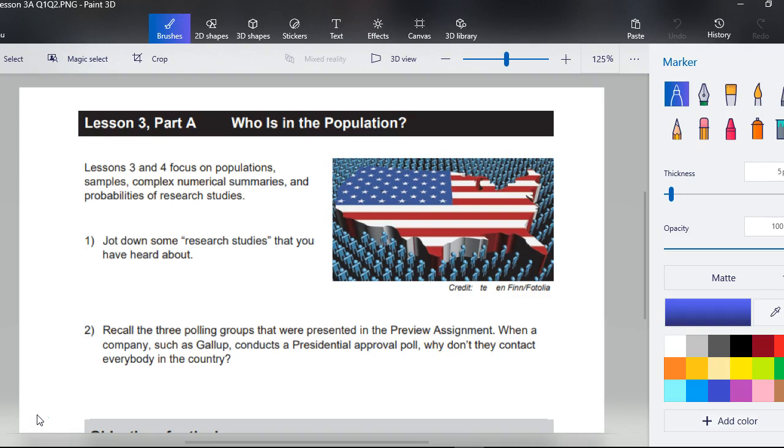When a company such as Gallup conducts a presidential approval poll, why don't they contact everybody in the country? And hopefully you wrote down something along the lines of, it would be impossible, it would be very expensive, and not everyone actually can vote because of age or immigration status or criminal status or various and sundry other reasons. Impossible might be the best word.